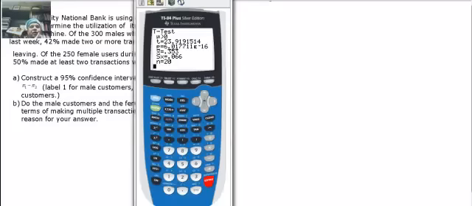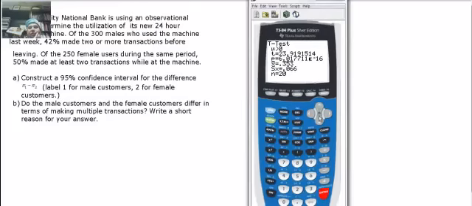Let's see how we would get the solution. Tell me, for the purpose of our test, what do we want? We want an interval, right? Interval for what? We want an interval for proportions, right? Proportions of population one, how many? Two, so we want two proportions, z interval, right?